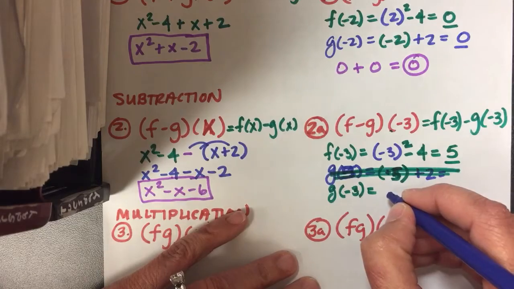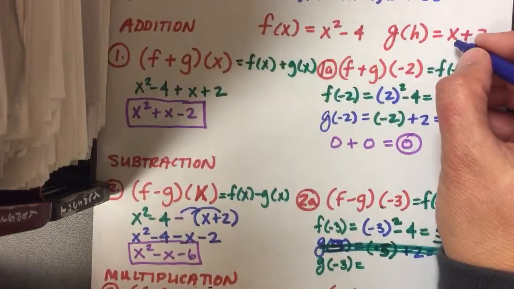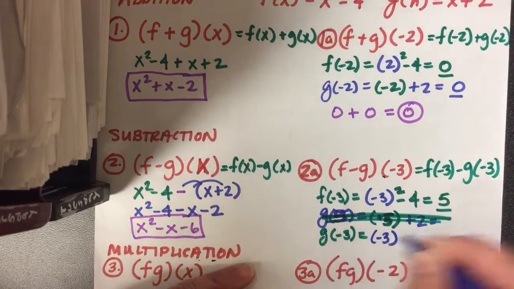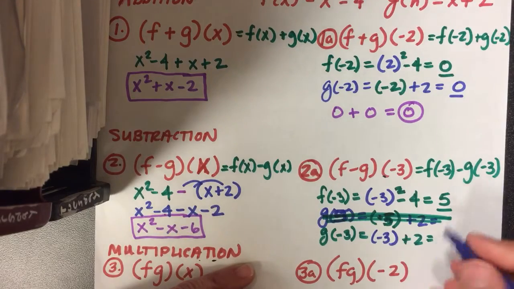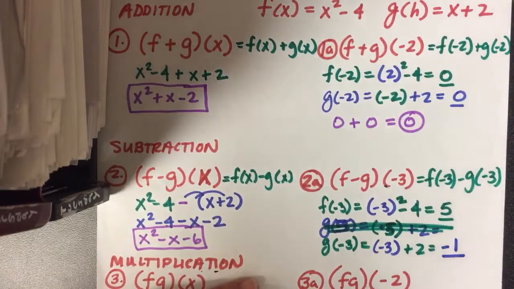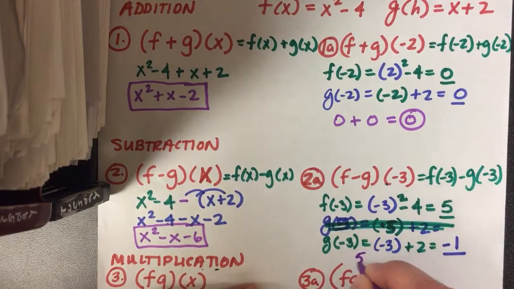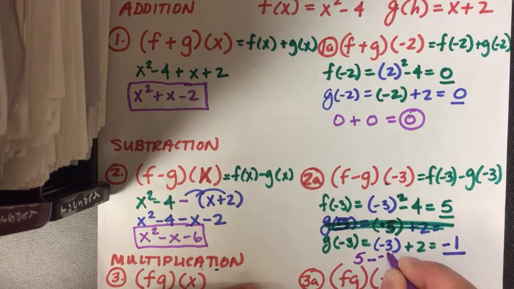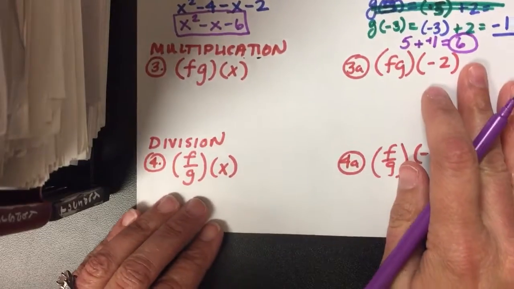G of -3. So I'm going to plug -3 in for x. So I have -3 plus 2. And that's going to give me -1. So now I have f of -3 and g of -3, and the operation is subtraction. So I've got 5 minus -1, which is 5 plus 1, which is 6. So I don't slip anymore.